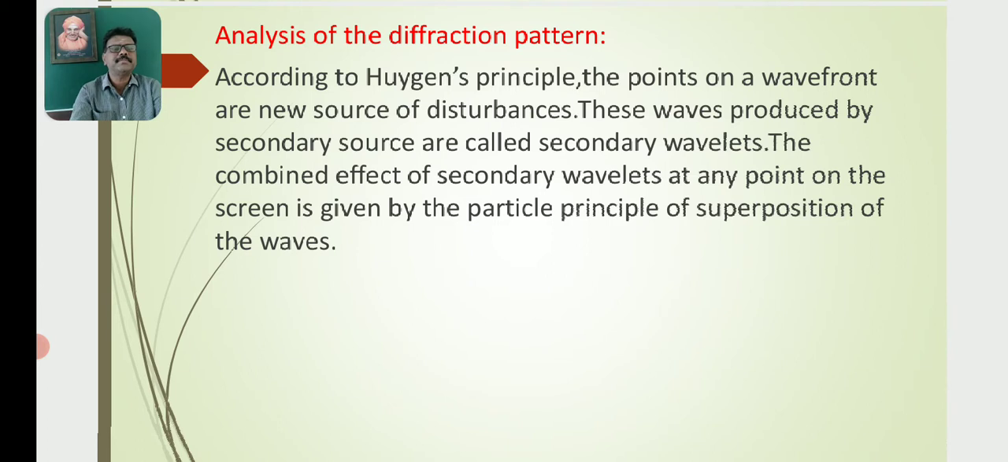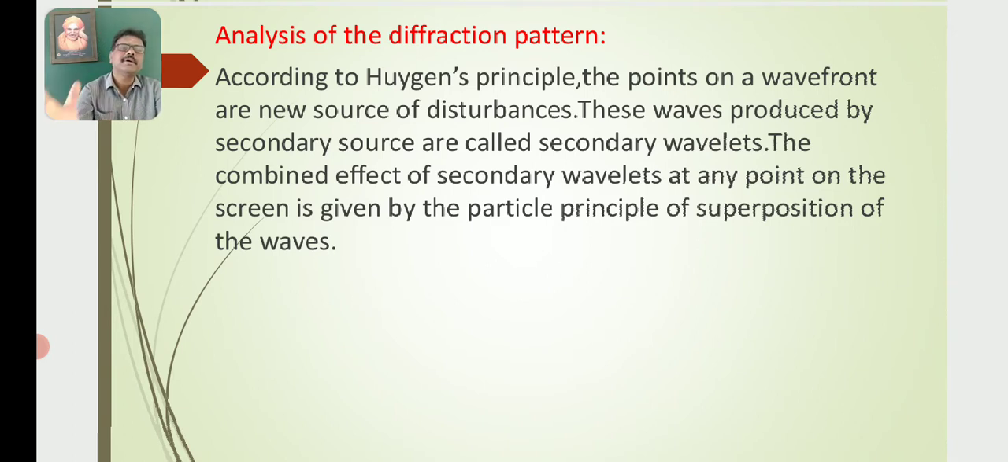According to Huygens principle, the points on a wavefront are new sources of disturbances. These waves produced by secondary sources are called secondary wavelets. The combined effect of secondary wavelets at any point on the screen is given by the principle of superposition of the waves.